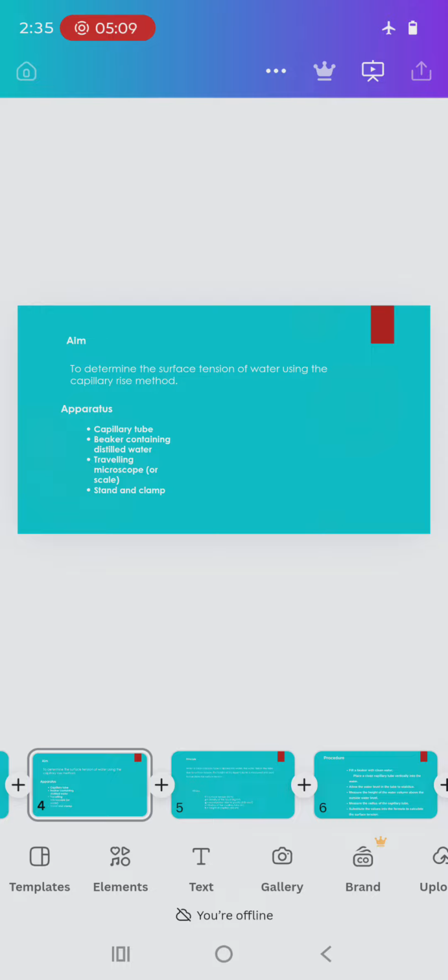r means the radius of the capillary tube. h means the height of the liquid rise. Rho means the density of the liquid. g means acceleration due to gravity. The value of g is 9.8. Theta means the angle of contact.